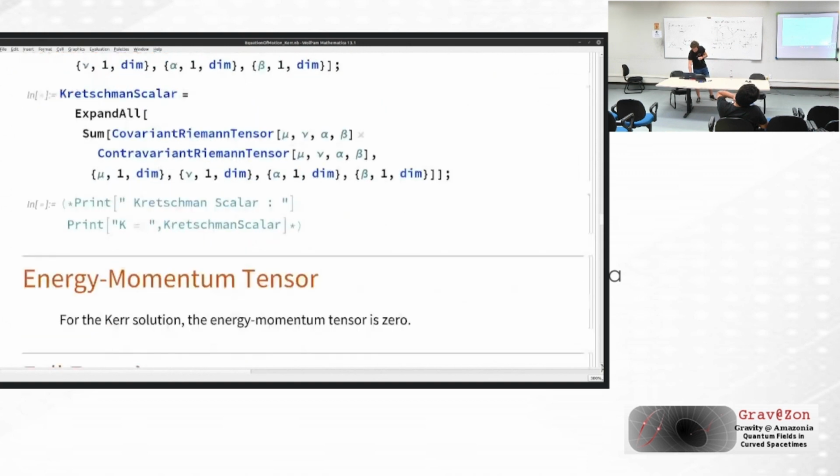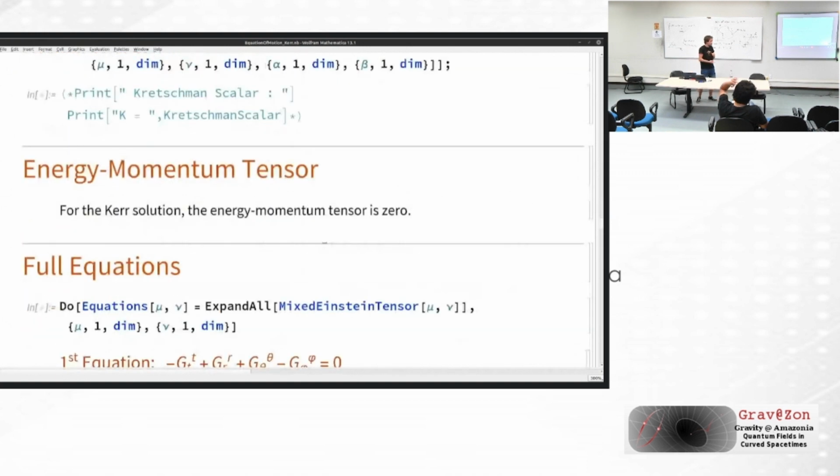Then here we also have the energy-momentum tensor, but since we are in Kerr, that is equal to 0, you don't have to use it. But usually, for example, for Kerr with scalar hair, the energy-momentum tensor will be non-zero, and you have to also use it and define the equations of motion with that.